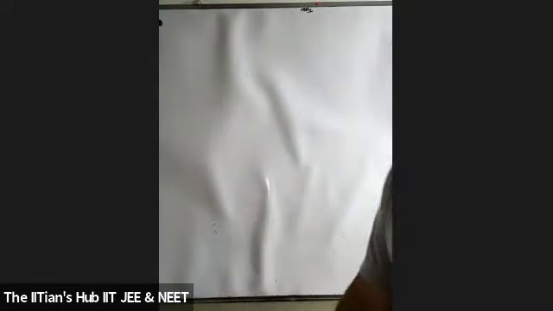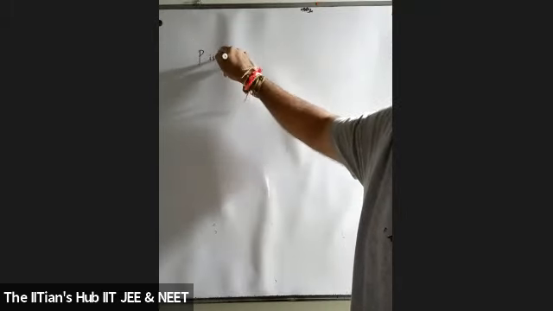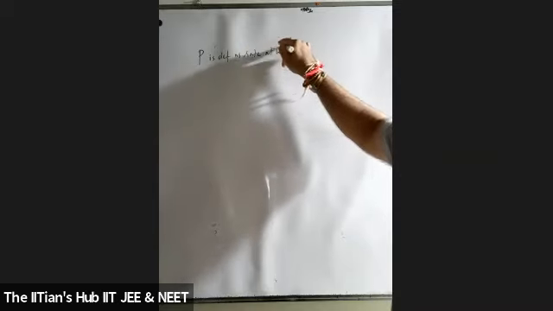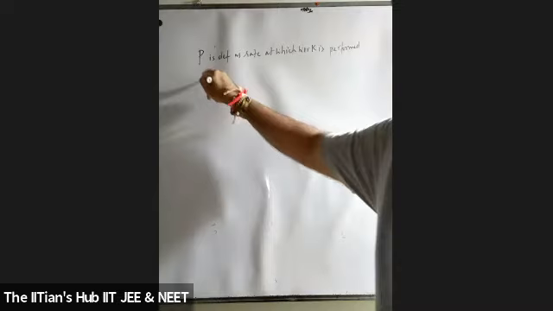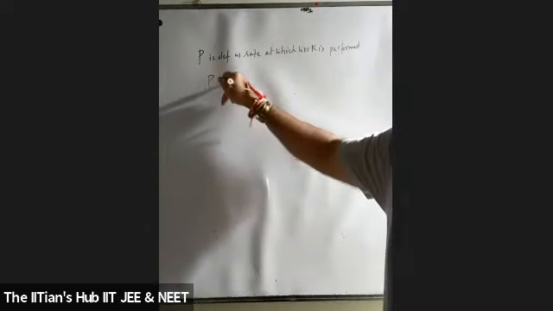Power is defined as what, students? The capacity to do something. Yes, power is defined as the rate at which work is performed. Students, power is defined as the rate at which work is performed. खत्म हो गया. यानी power, students, is equal to work done per unit time.